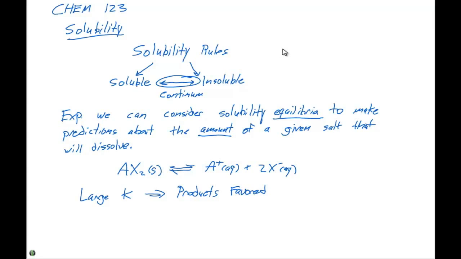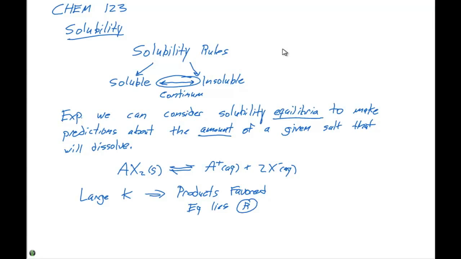Or another way we can say that is that the equilibrium lies to the right. So if we have a very, very large value of K, what can that tell us about solubility? If our equilibrium lies to the right, that means we're going to have a lot of ions in solution. So if we have a large K, there's going to be more ions in solution than there are solid. So that means that a particular salt will be very, very soluble.